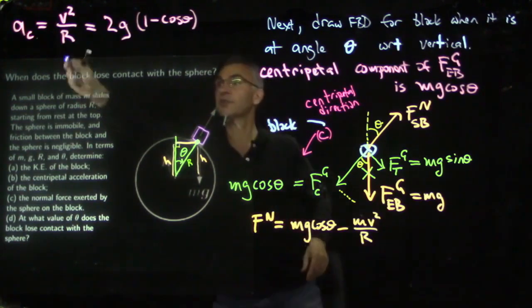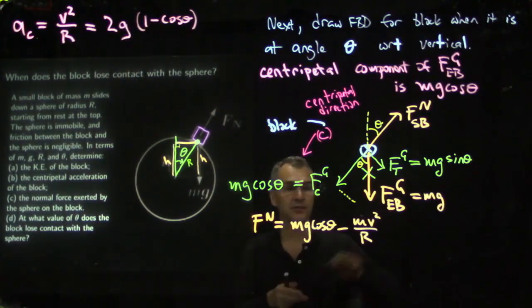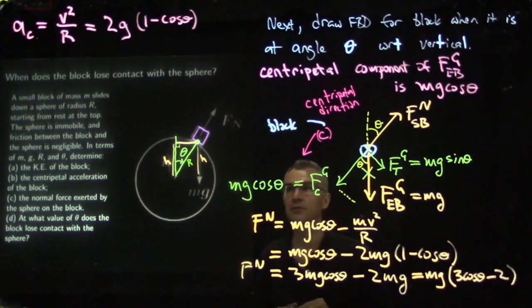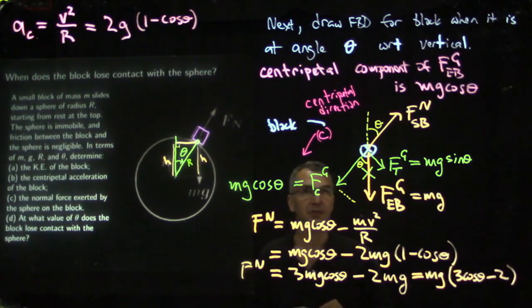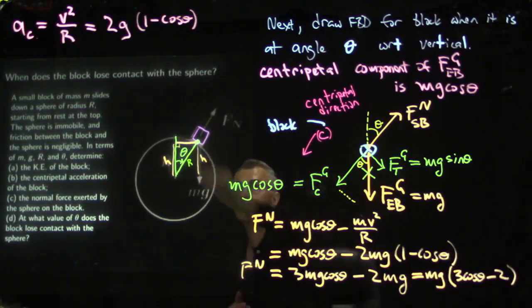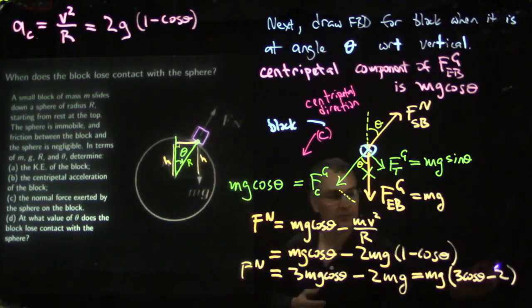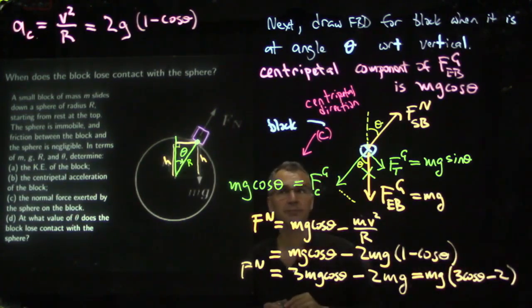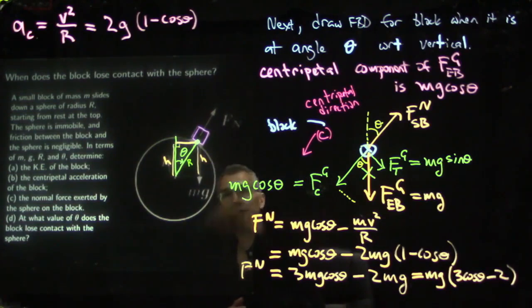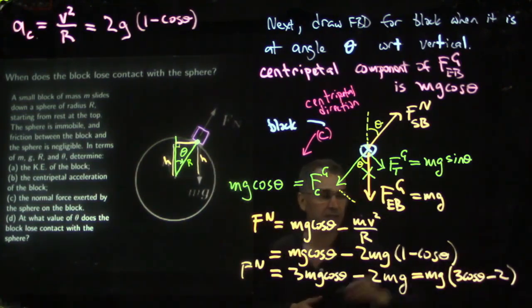Now we can use this result up here to write this mv squared over r term in terms of theta. When theta is 0 at the very beginning, cosine theta is 1, and so the normal force equals mg. That makes sense. The block is not moving or just barely moving, and it's right on top. And the normal force gets smaller and smaller. Eventually, the required normal force to keep the block moving in a circle around the surface of the sphere becomes 0, and then it becomes negative.